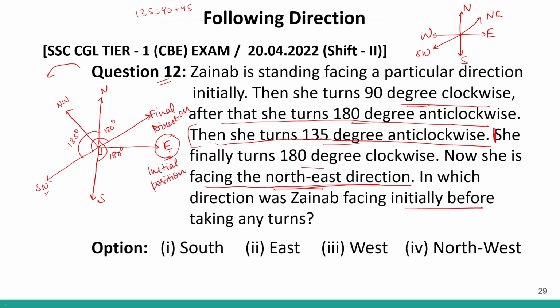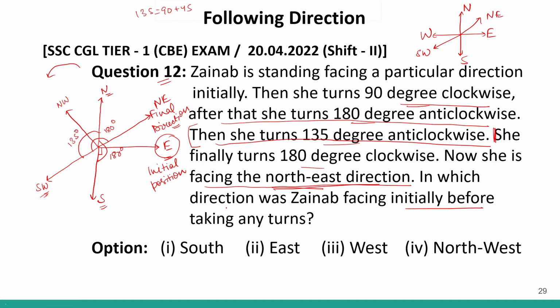A 90 degree clockwise turn from the initial position will get me to south. From here, a 180 degree anti-clockwise turn will give me north. From here, 135 degrees anti-clockwise will get me to southwest. And from southwest, if I move 180 degrees, it will get me to the final direction, which is northeast. Therefore, whenever you get a question like this, always work in reverse order. That makes it easier to solve.